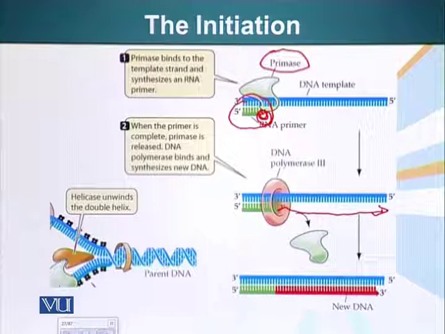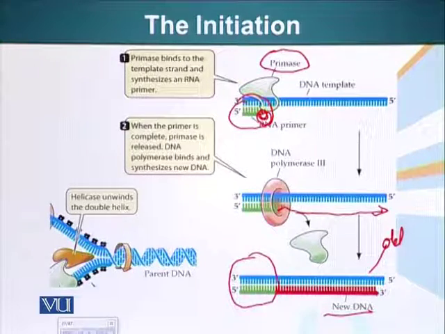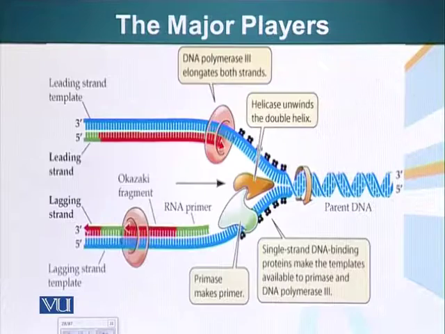This process basically results in part of the DNA which is hybrid, which has DNA RNA hybrid. We have old DNA strand and we have the new DNA which has just formed complementary to the old DNA molecule. Let's look at other players that contribute to formation of the new DNA.